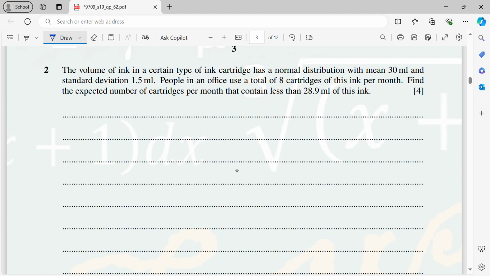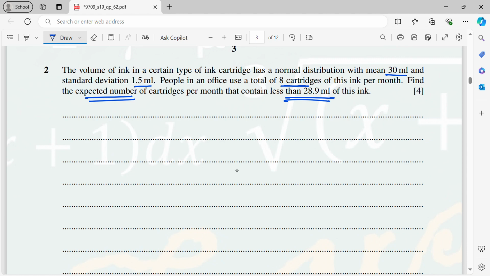Question number 2. The volume of ink in a certain type of ink cartridge has a normal distribution with mean 30 milliliters and standard deviation 1.5 milliliters. People in an office use a total of 8 cartridges of this ink per month. Find the expected number of cartridges per month that contain less than 28.9 milliliters of this ink.